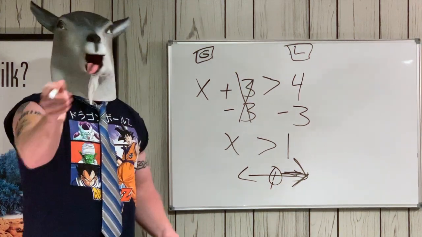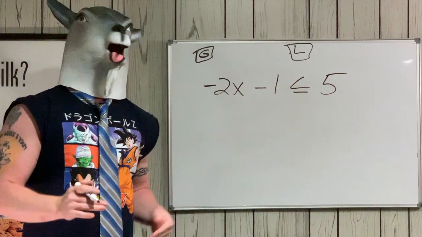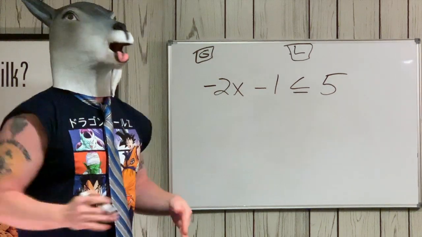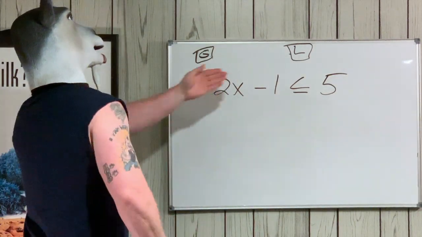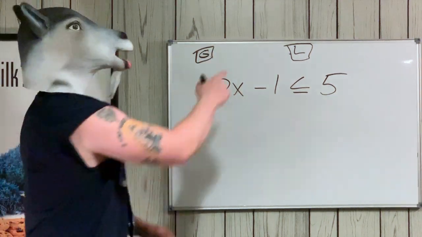All right, let's take one with the negative. Got a little negativity in my life. So we got negative 2x minus 1. Check out my cheat sheet. Is less than 5.